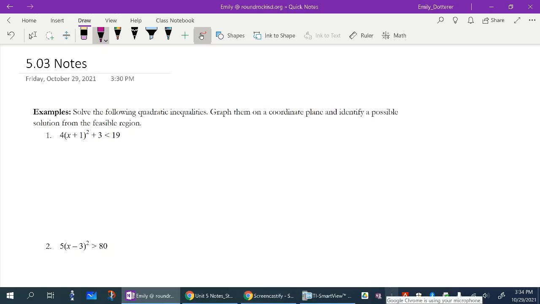Okay, so what we're going to do today is solve quadratic inequalities. So what we want to do is get our variable by itself. Our variable is inside of here. So we're going to have to use the reverse order of operations in order to get it by itself. So remember our order of operations.